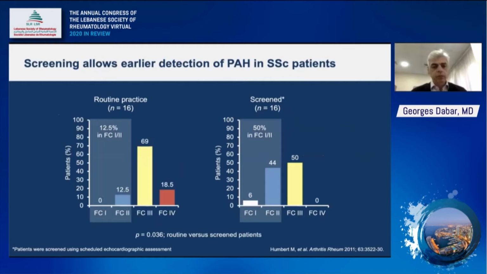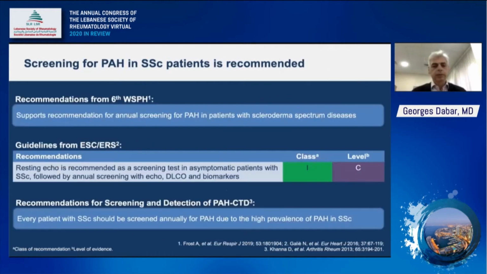And talking about screening, you can look at this study, where people were divided into two groups, a group that was screened and a group that was not screened for pulmonary arterial hypertension. We can see that when you screen, you pick up patients in lower functional class, functional class 1 and 2, while when you don't screen, you pick them up in a later class, functional class 3 and 4. And that has, as you know, an impact on 5-year survival and on morbidities and hospital admission. So screening is very important.